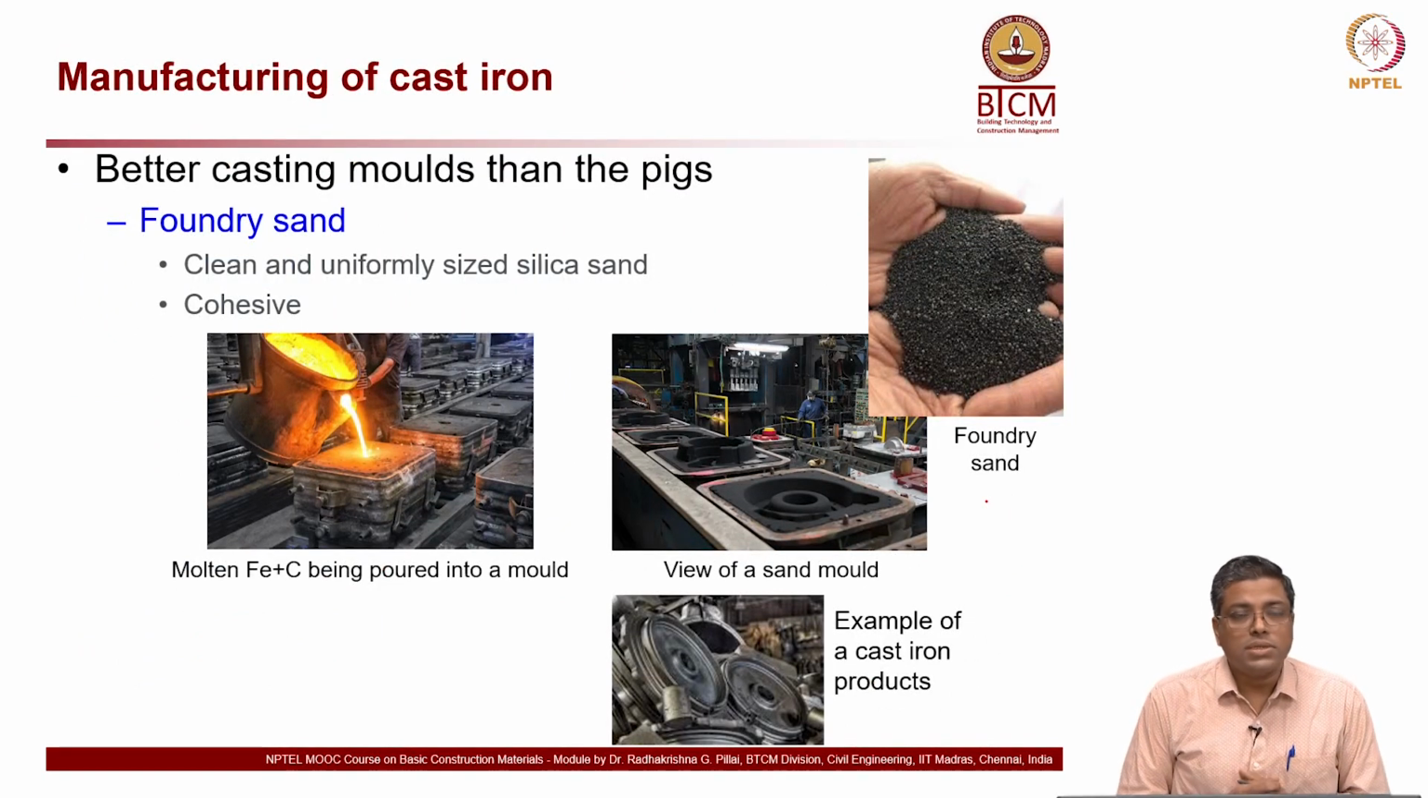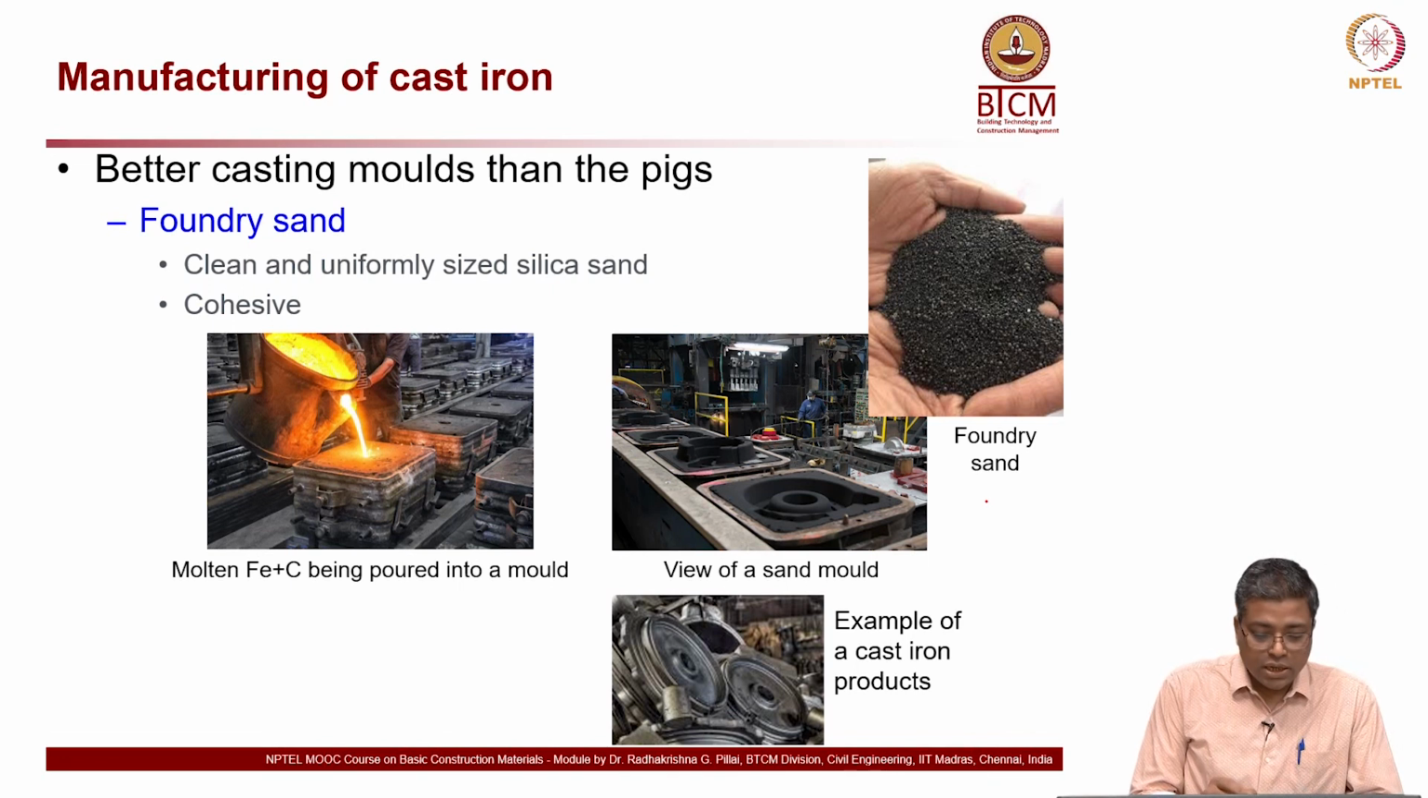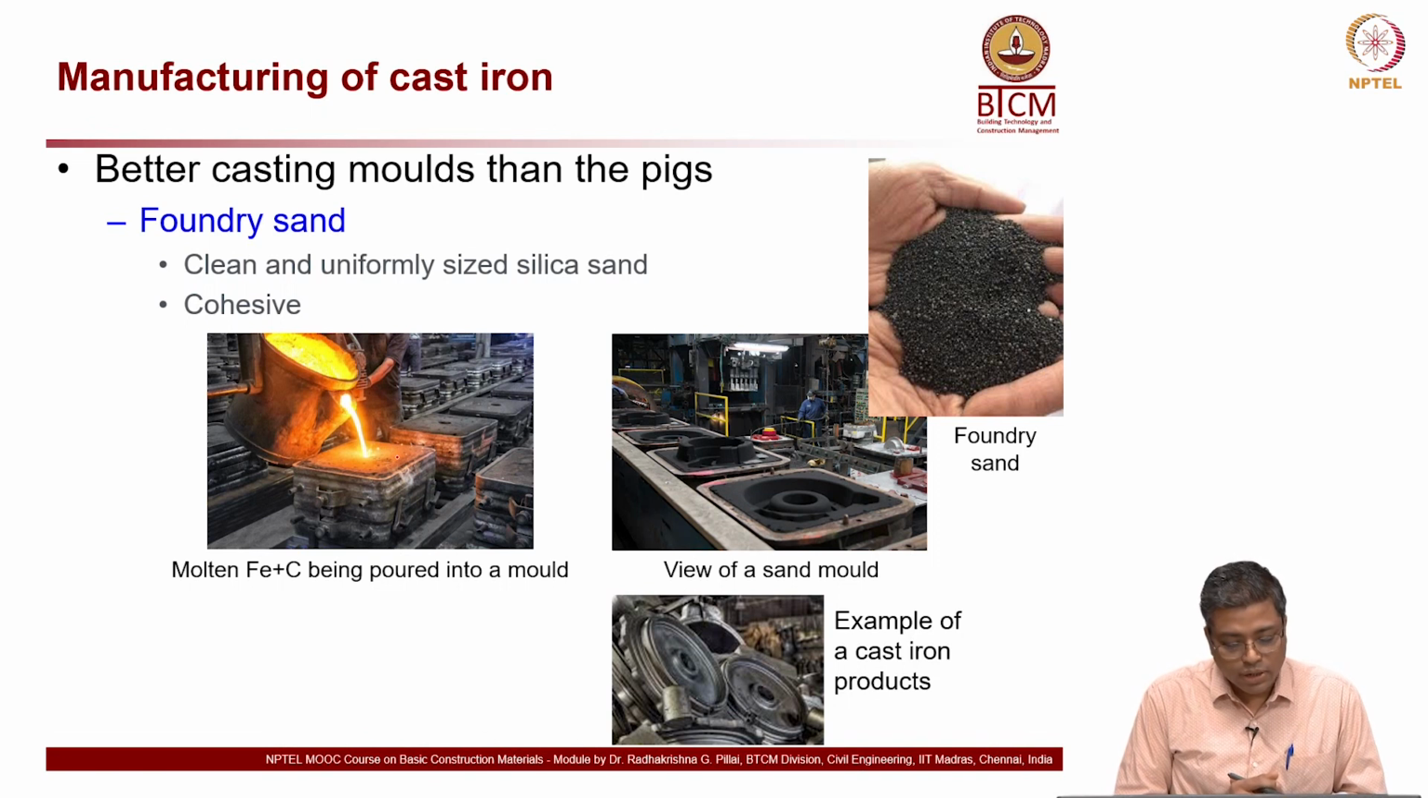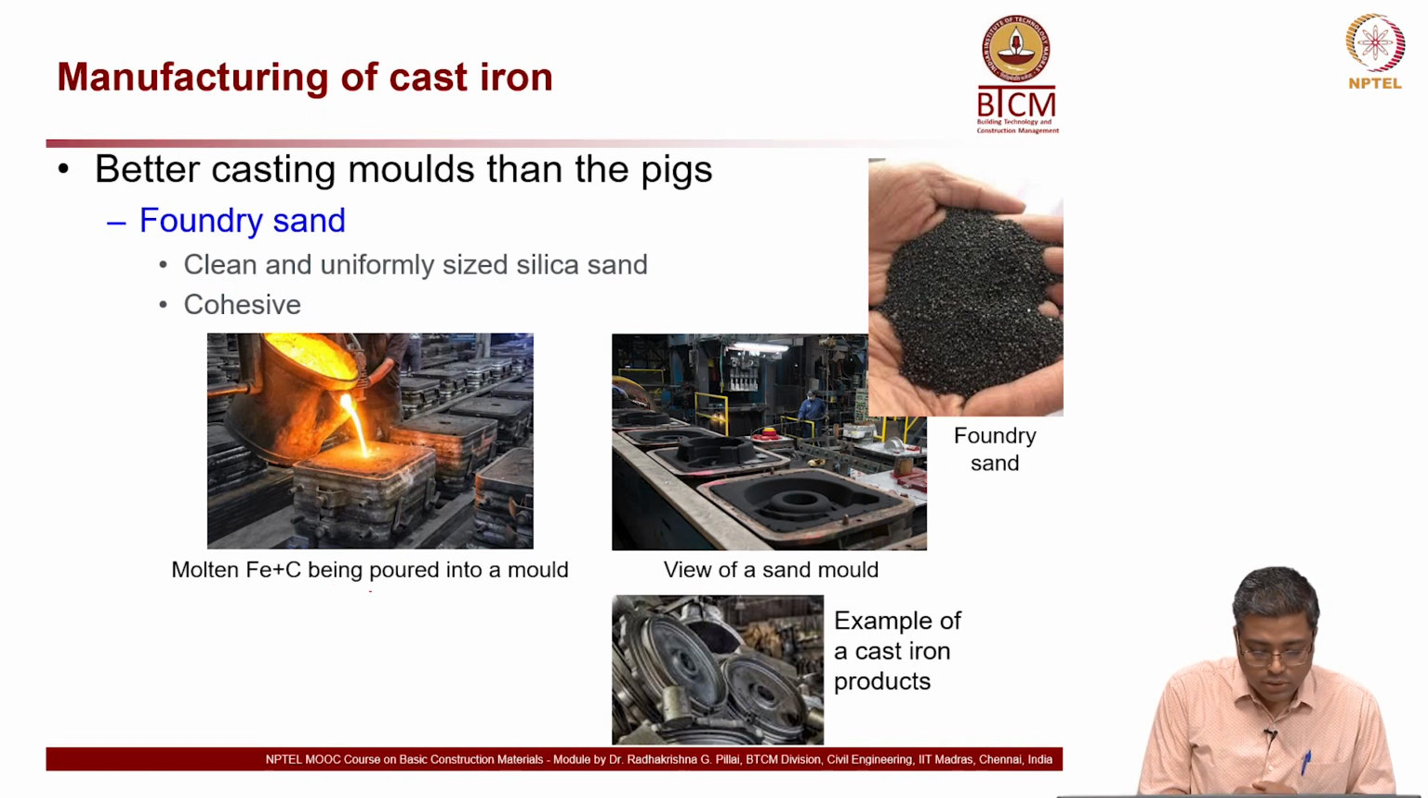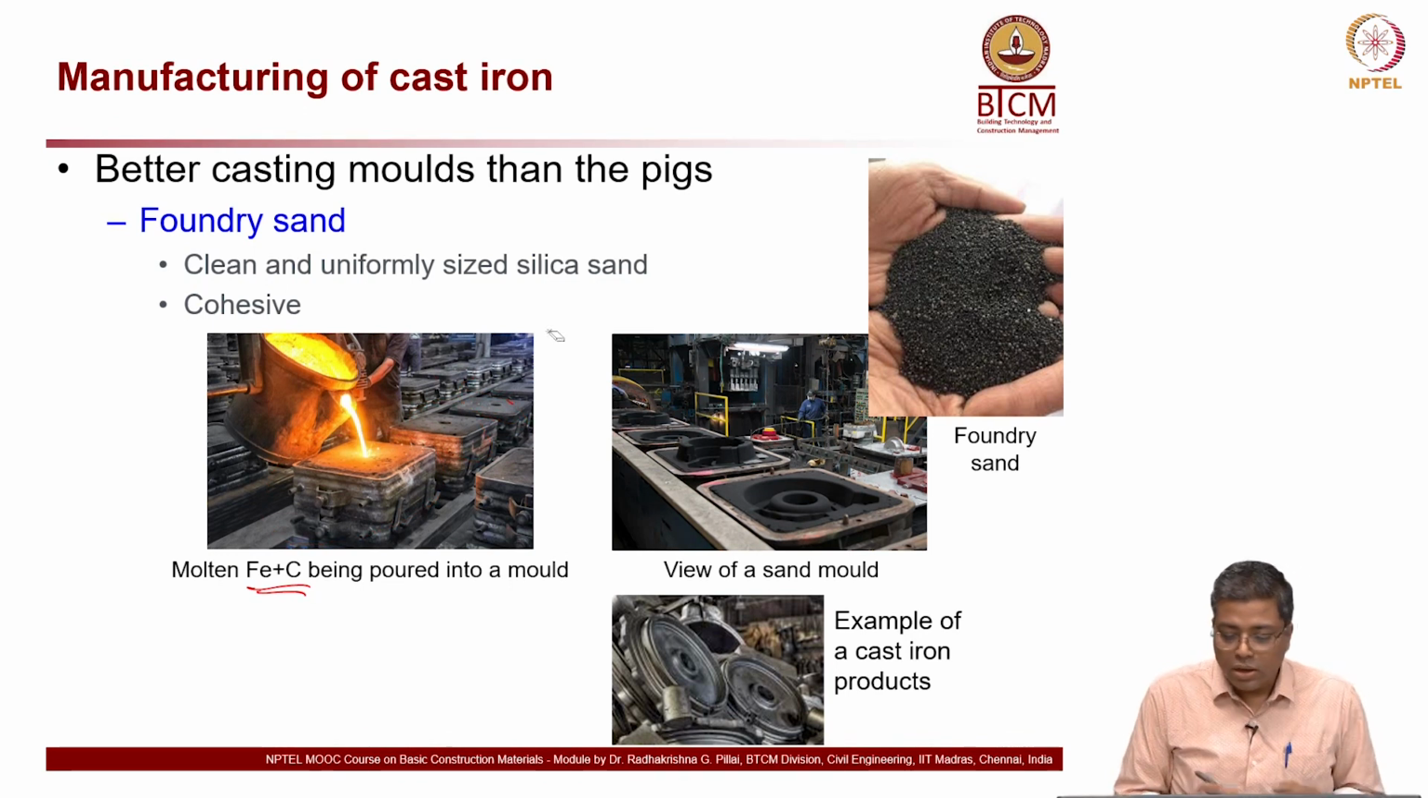Now, why is it better as compared to pig iron? Because of better manufacturing process, I said already. Now, here you can see a photograph where, on the left side, molten iron, that is iron plus carbon, is being poured into the cast or into the mold. You can see here, this is the mold. You can see a lot of, like, an assembly line. Okay. Now, on the right side, it is more clear how these molds look, and these molds are made out of foundry sand.